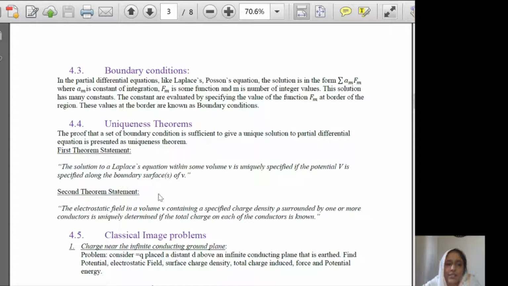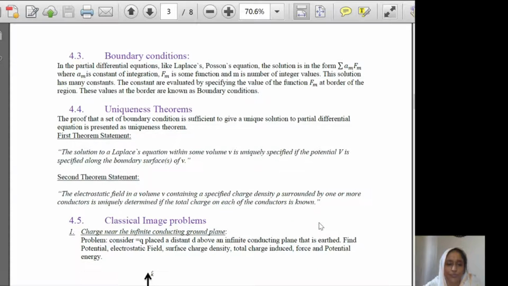Whereas in the second uniqueness theorem, the electrostatic field has to be taken into account. The electrostatic field in a volume V containing the specified charge density rho surrounded by one or more conductors is uniquely determined if the total charge on each of the conductors is known.